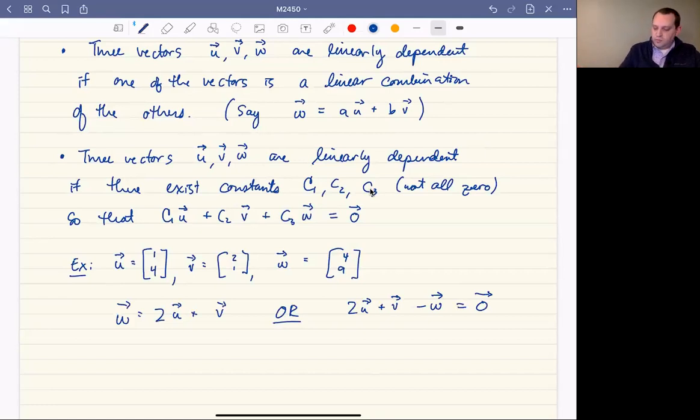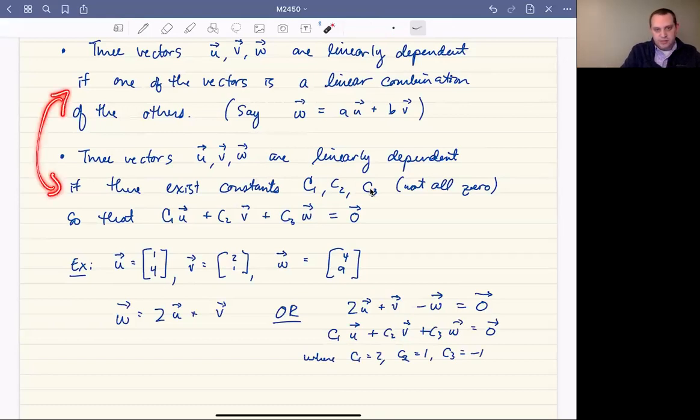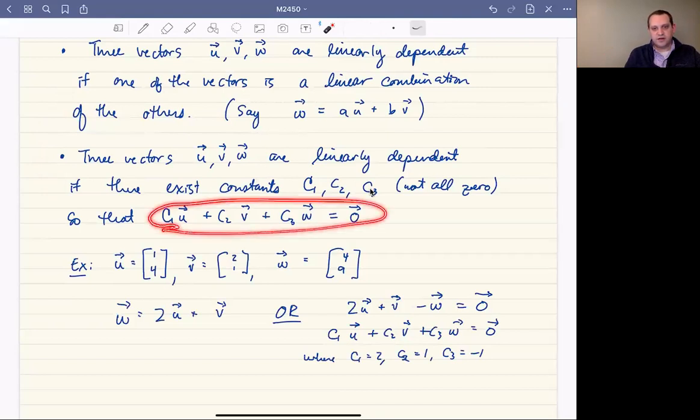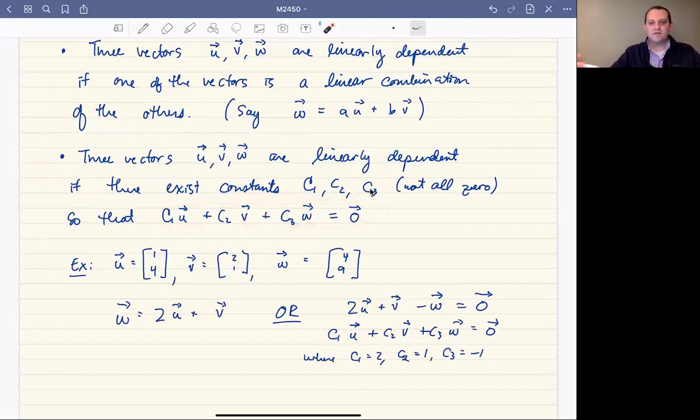So here, this is the quantity C1 U plus C2 V plus C3 W. It turns out that that's going to be 0, where C1 is 2, C2 is 1, and C3 is -1. In other words, this is the equivalence between these two statements. So if there exist constants C1, C2, and C3 that are not all 0, so that this sum is equal to the 0 vector, we say that the vectors U, V, and W are linearly dependent from one another.